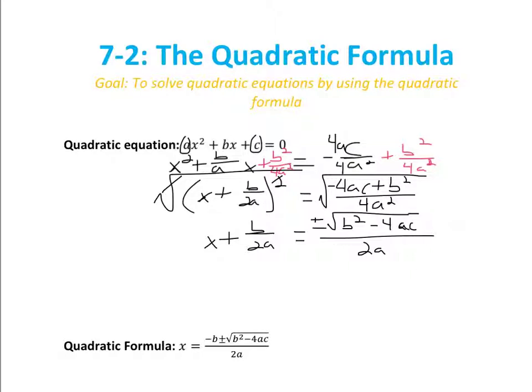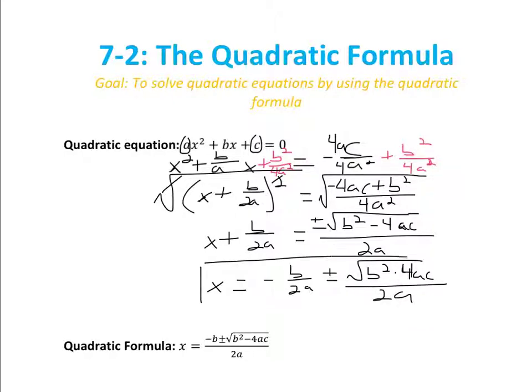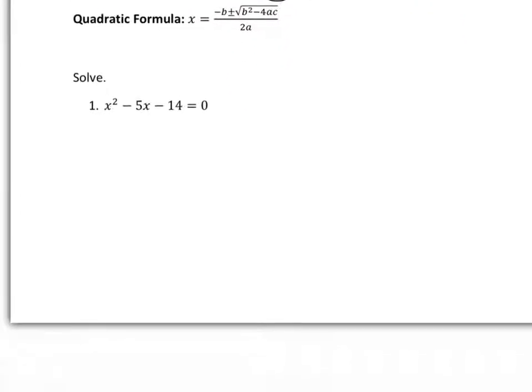Okay, now I subtract over what we got, and x equals negative b over 2a plus or minus the square root of b squared minus 4ac over 2a. So that's completing the square for any numbers a, b, and c. Now we rewrite that, since they have a common denominator, as this quadratic formula: negative b plus or minus the square root of b squared minus 4ac, all over 2a. That's where it comes from. All you have to do is memorize it and use it.